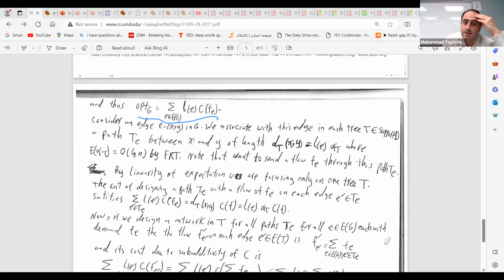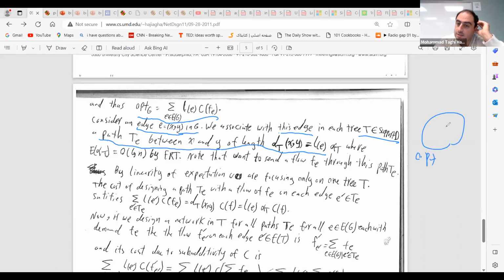That was the mapping that I have mentioned. When you consider any edge (x, y) in G, we associate with this edge in the tree the path T_e between x and y, of length d_T(x, y). So for any edge e here, I will put it between, say, A and B. This is T_e, the path between essentially the corresponding endpoints.